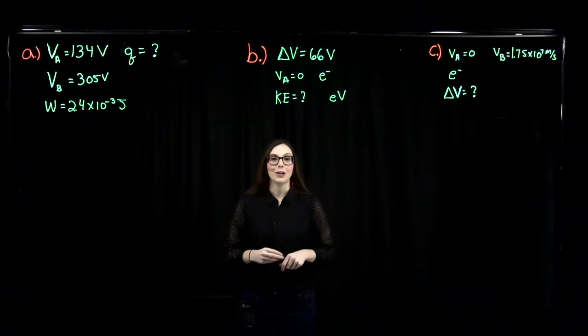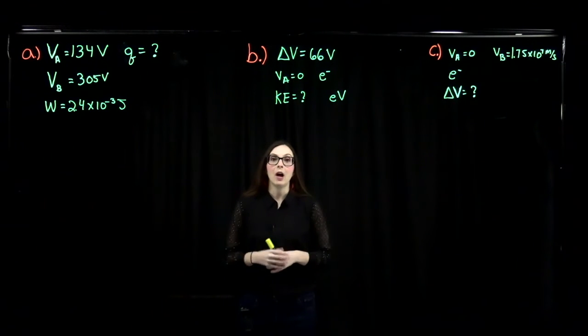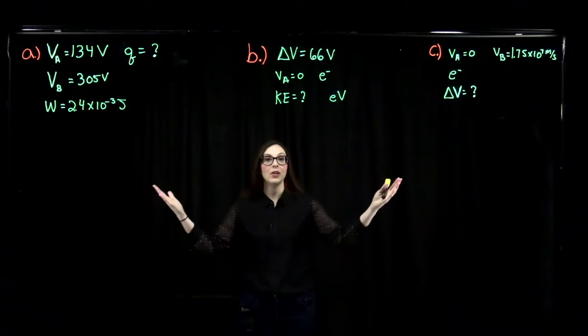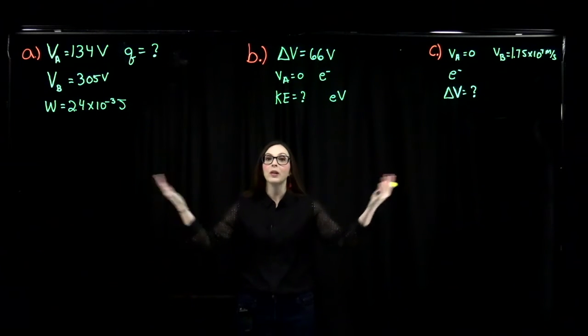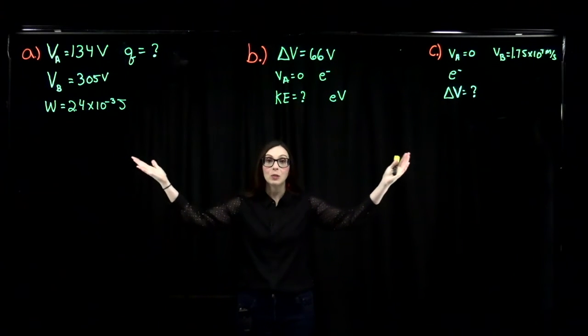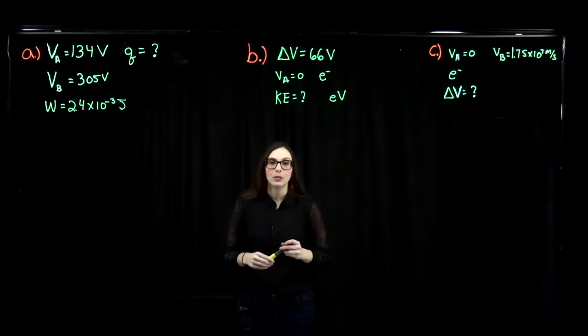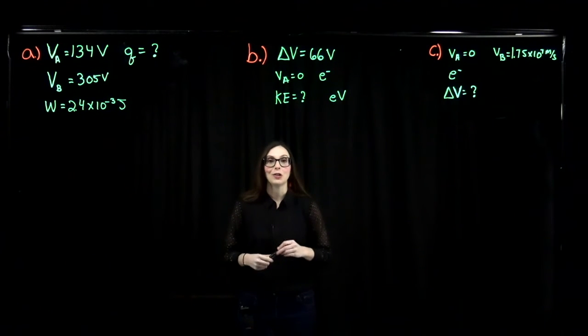In this mini lecture, we are going to solve 3 different example problems that all treat a moving charge. In these 3 problems, we are given different initial starting conditions, and we're asked to solve for different quantities. But again, in all 3 of these problems, we are going to have to use the ideas of work, potential energy, or the change in potential energy, and electric potential, or the change in electric potential.